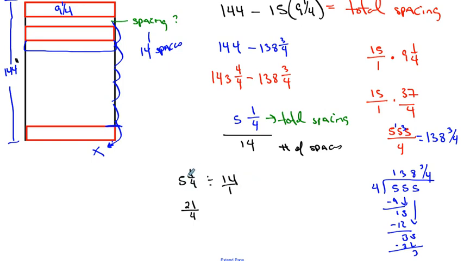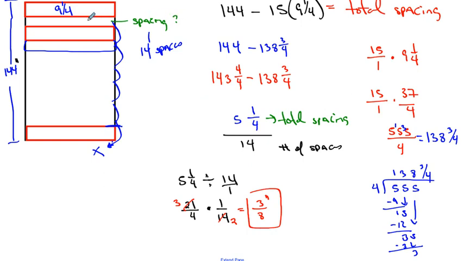So I'm going to convert that to an improper fraction, change my division to multiplication, and take the reciprocal of the second fraction, so 1 over 14. All right, so we got 21 over 4 times 1 over 14. Simplify where you can. 21 and 14 are both divisible by 7. 7 goes into 21 3 times. 7 goes into 14 twice. And then I could just multiply across. 3 times 1 is 3. 4 times 2 is 8. So the spacing between each board is 3/8 of an inch.